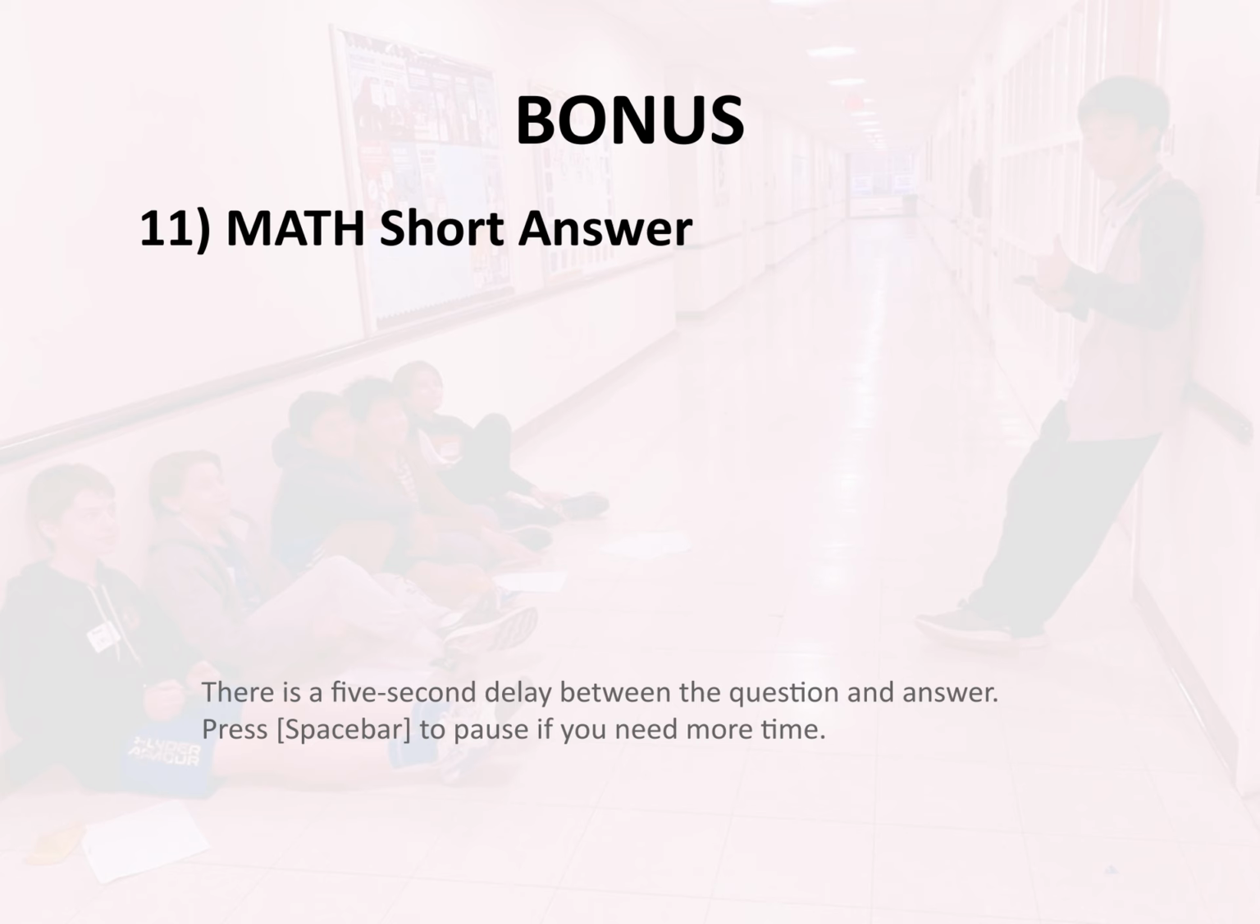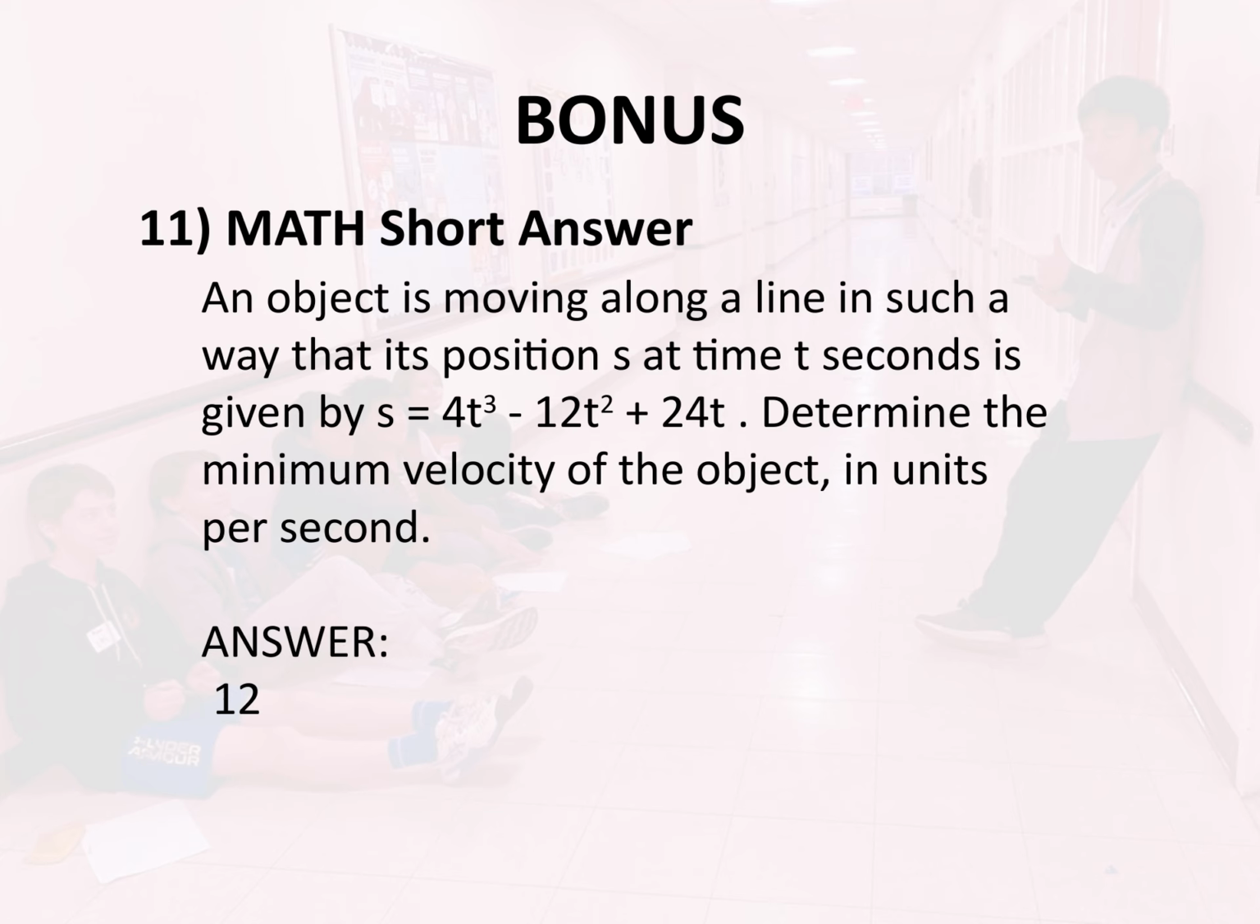Bonus 11. Math. Short answer. An object is moving along a line in such a way that its position s at time t seconds is given by s equals 4t cubed minus 12t squared plus 24t. Determine the minimum velocity of the object in units per second. Answer 12.